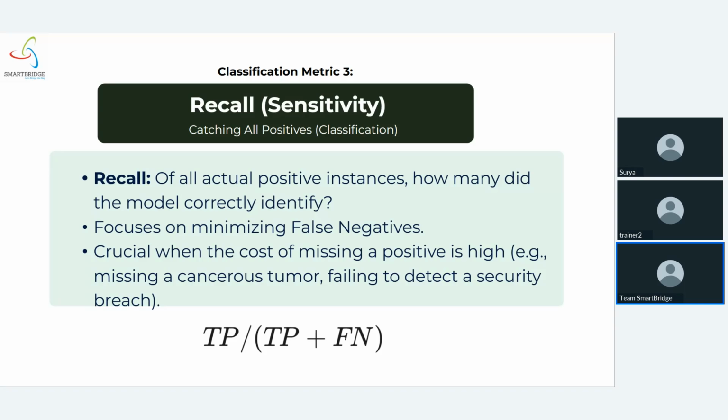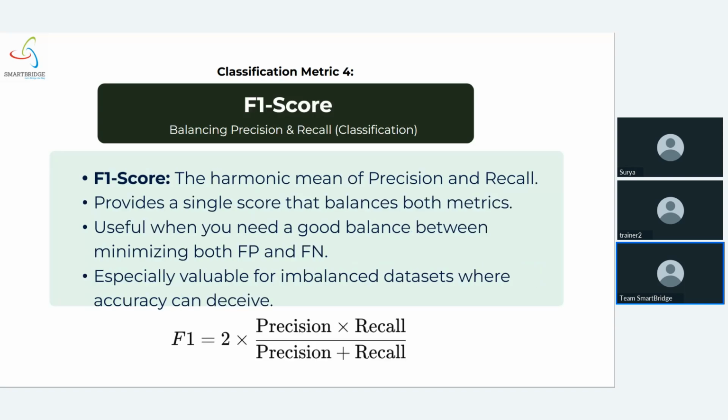So coming to the next thing, that is the F1 score. The F1 score is a powerful metric that provides a balance between precision and recall. It is specifically the harmonic mean of precision and recall. If you look at the formula, this metric is especially useful when you need a single value that considers both types of errors, false positives and false negatives.